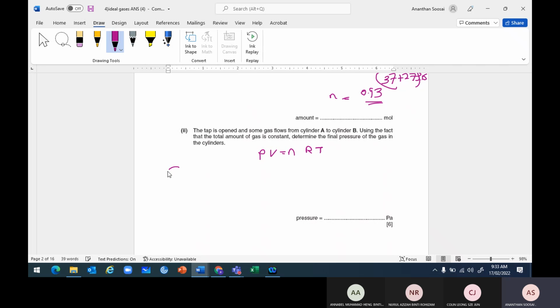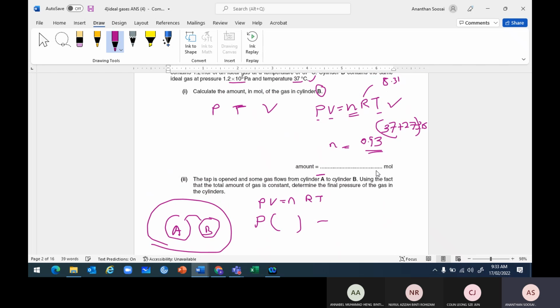But now the two containers are together as a closed system. The two containers, A and B, together are in a closed system. So what is the pressure? You're looking for the new pressure, right? Okay. What is the volume? How much volume did you put?